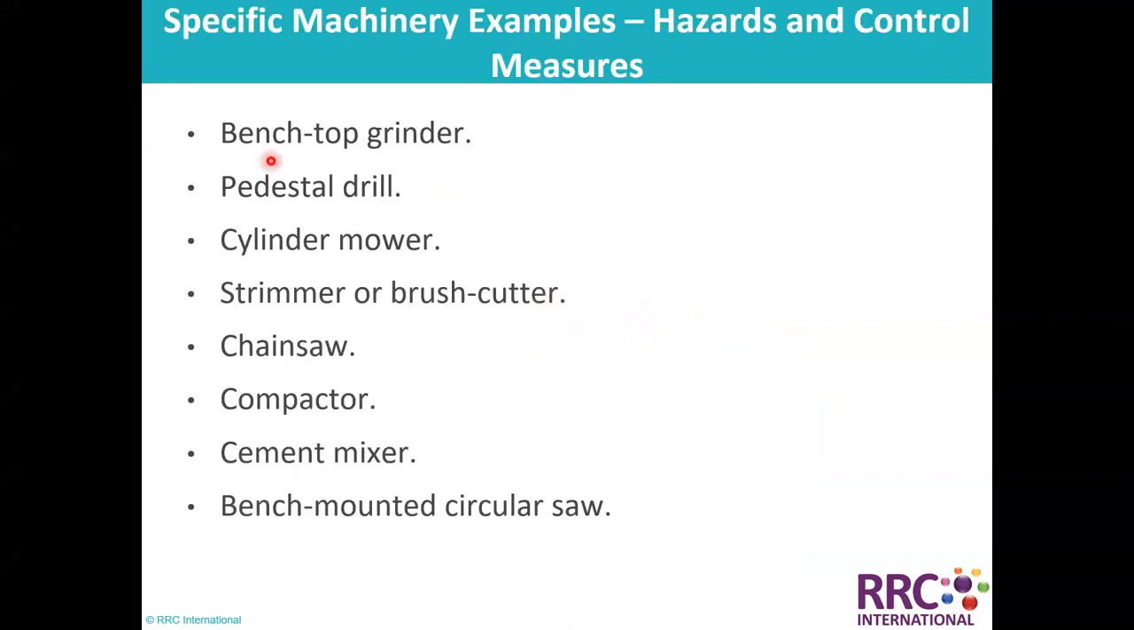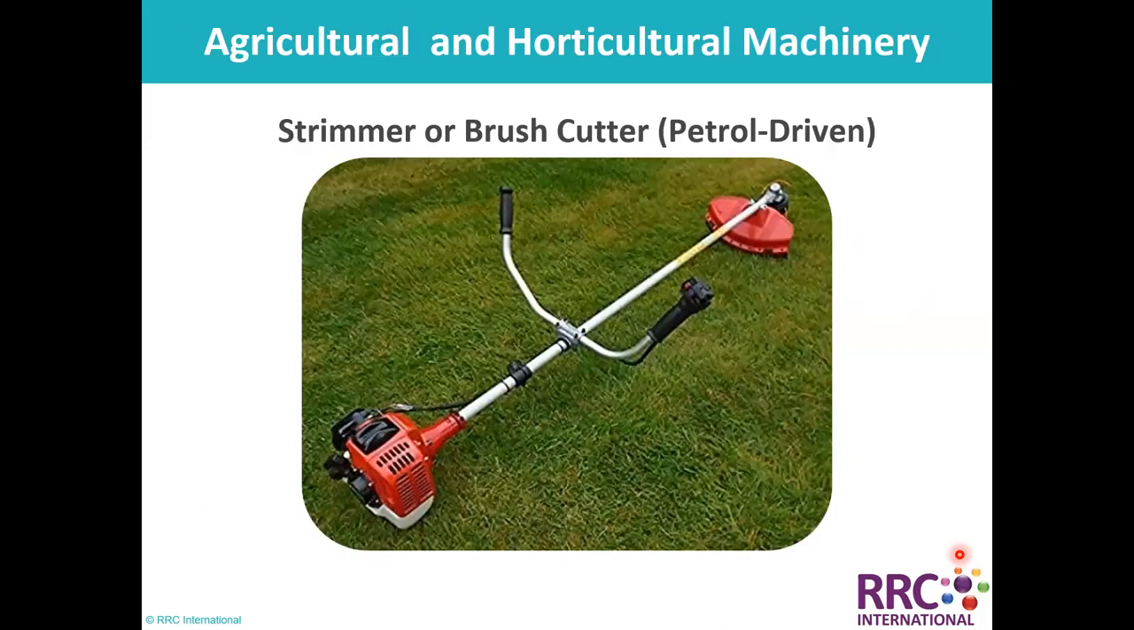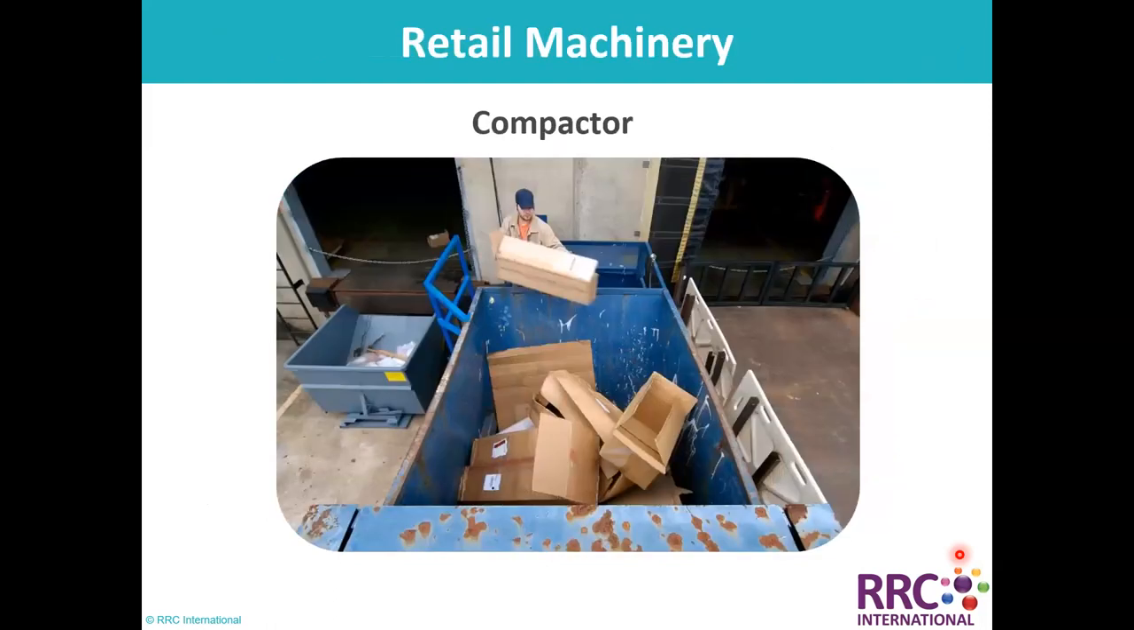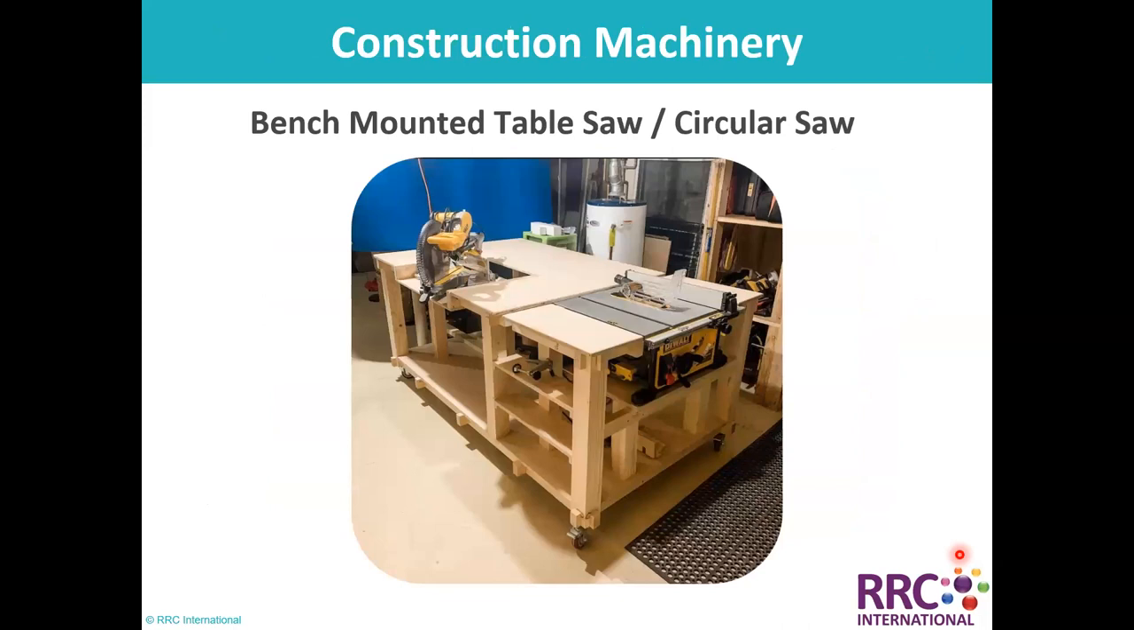So again, all the machines like bench top grinder, pedestal drill, and so on, we are going to watch them one by one. First, bench top grinder. This is your bench top grinder. Okay, pedestal drill. This is your pedestal drill. You might have seen it on your site, perhaps. If it is applicable on your site or not depends upon the scenario. Then strimmer or brush cutter. Usually it is petrol driven. We are using it for the cutting of the grass. Chainsaw, you would have seen that. Okay, compactor, you would have seen that. Cement mixer, you might have seen that. Okay, then bench mounted table saw or circular saw.